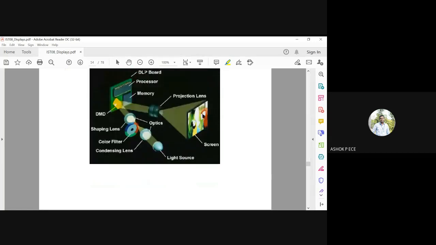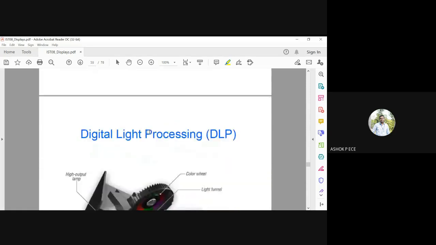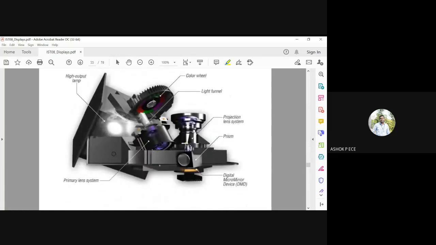So a DLP board contains all the equipment to control your DMD. So it will essentially have a DMD plus a processor and a memory. So the three components of a DLP board are processor, memory, and DMD. Okay. So this is the simple, compact equipment which is going to have everything.